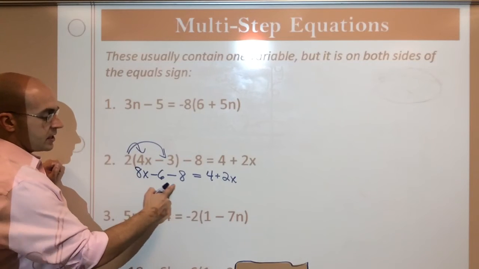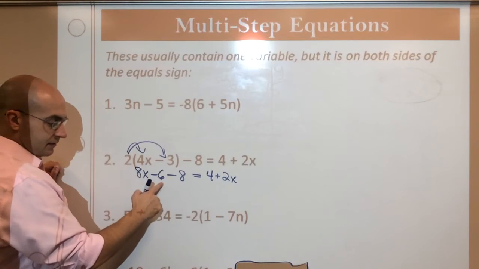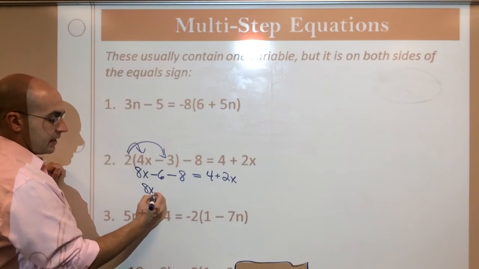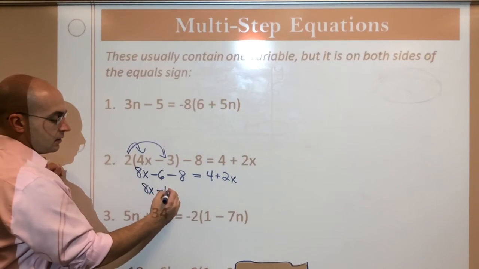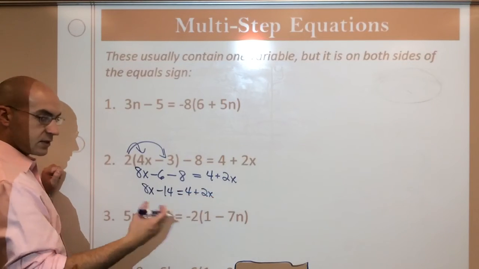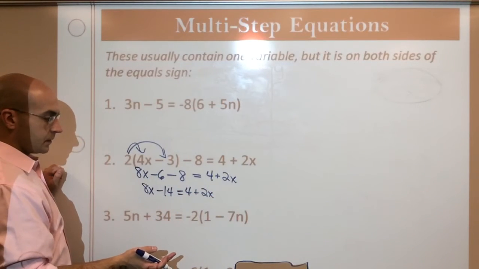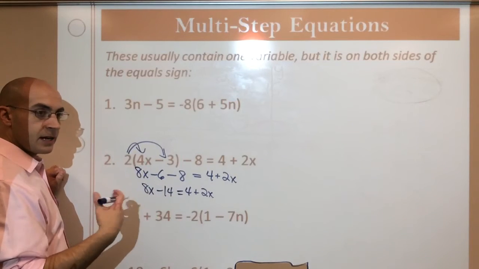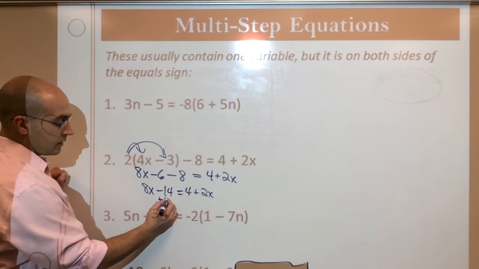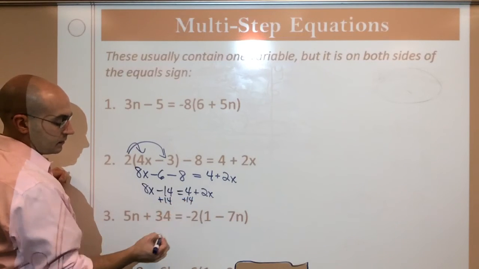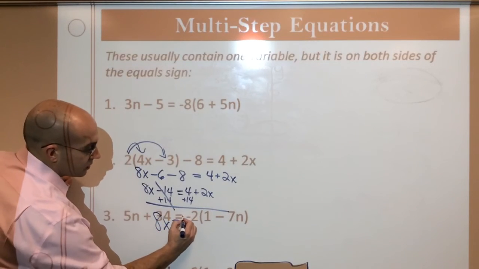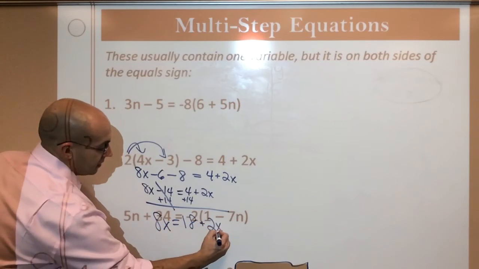Be careful here. I can simplify negative 6 and negative 8 before I move anything around. So just drop down one more time. 8x, same signs, add and keep, minus 14 equals 4 plus 2x. Now I can start moving stuff around. Let's start with something different this time, and it can be different every time. You don't have to have the same exact method. I see a negative 14. I don't like negatives. I want to get rid of it. It cancels it. Drop it down. 8x equals 18 plus 2x.